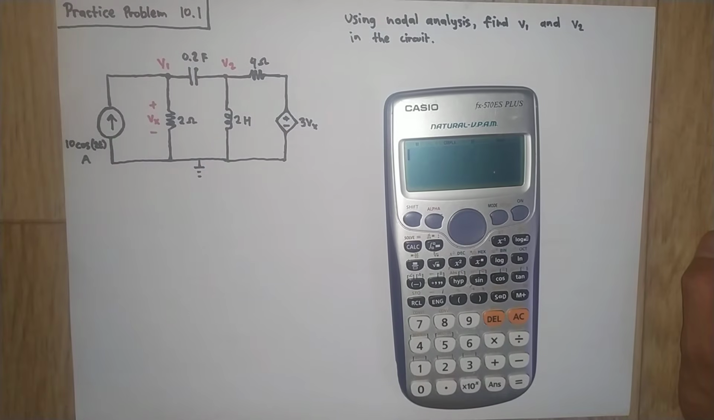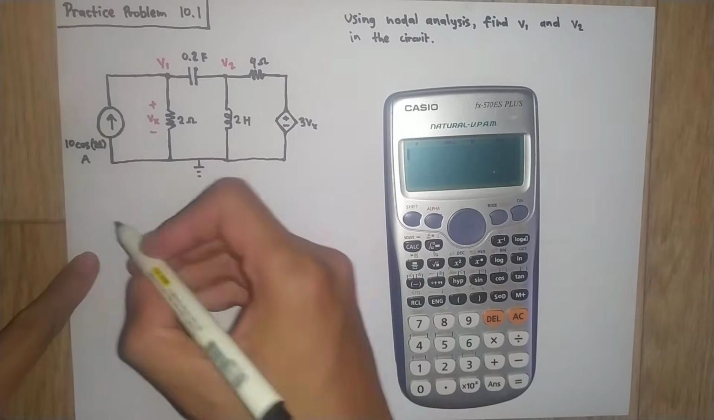Hello, my name is Ardi and we are going to solve practice problem 10.1 from the Sadiku book. We are given this circuit here, and the question is: using nodal analysis, find V1 and V2 in the circuit. The circuit is an AC circuit, and the current is 10 cosine 2t.